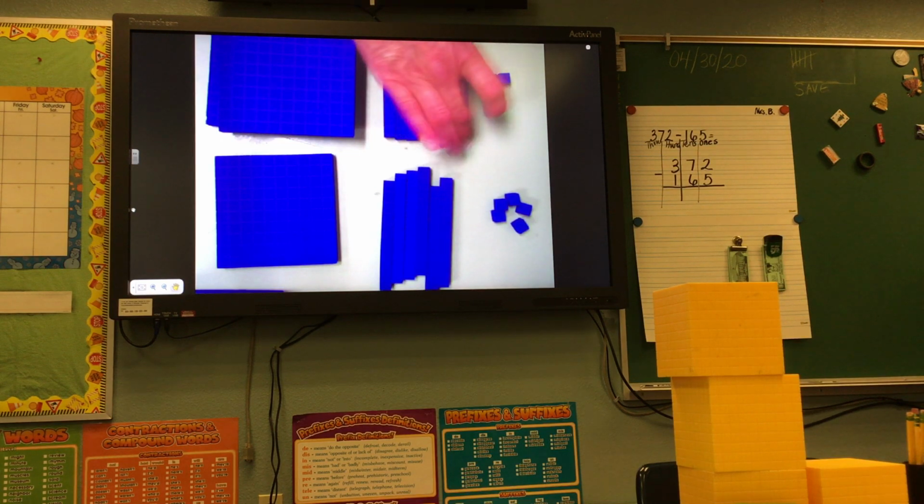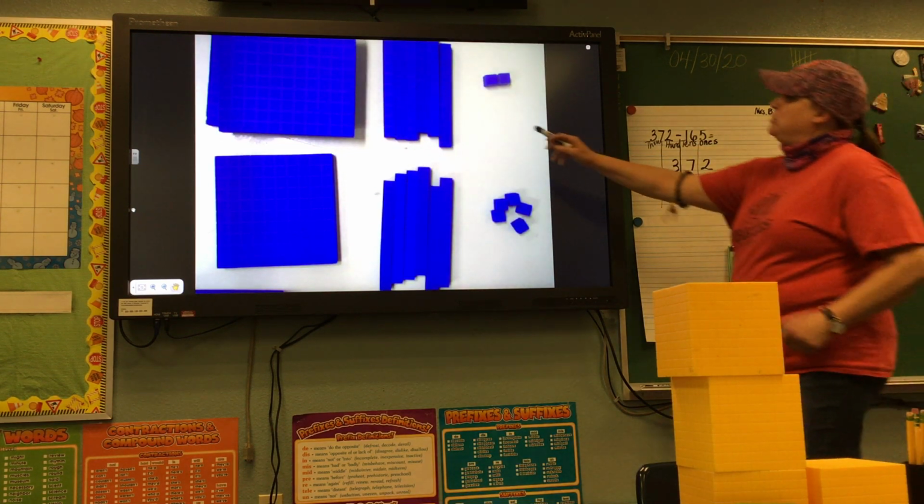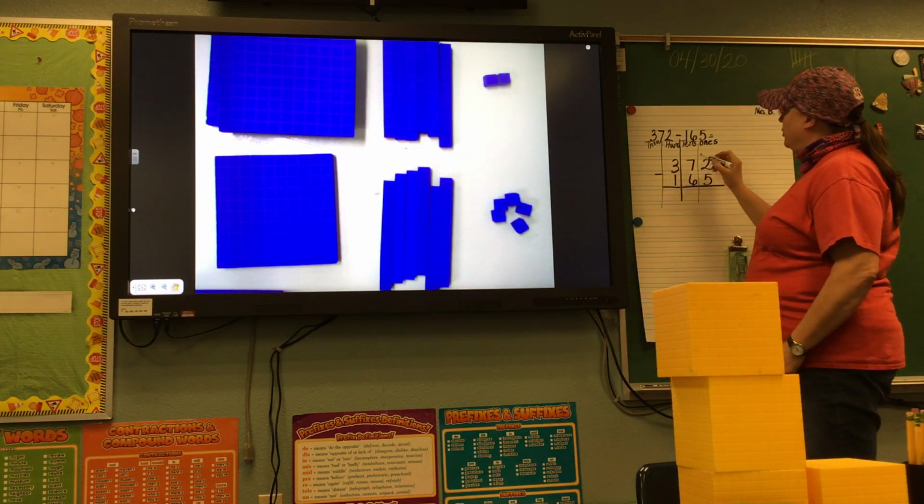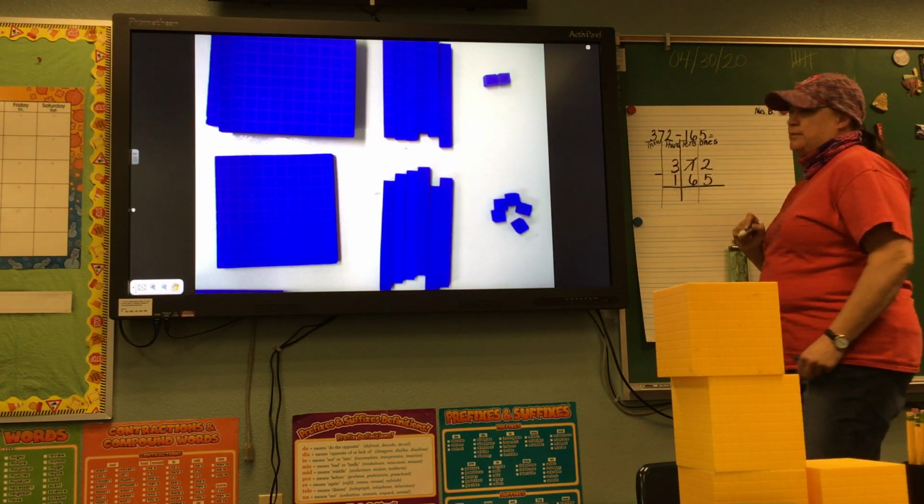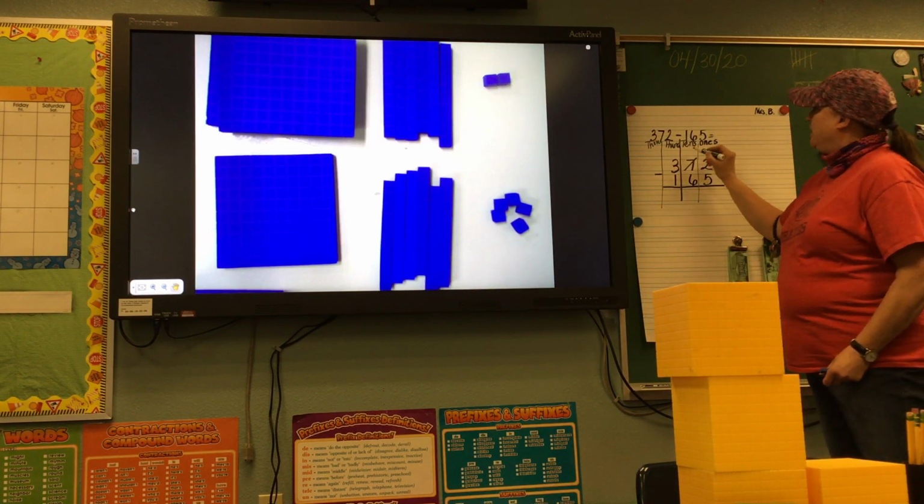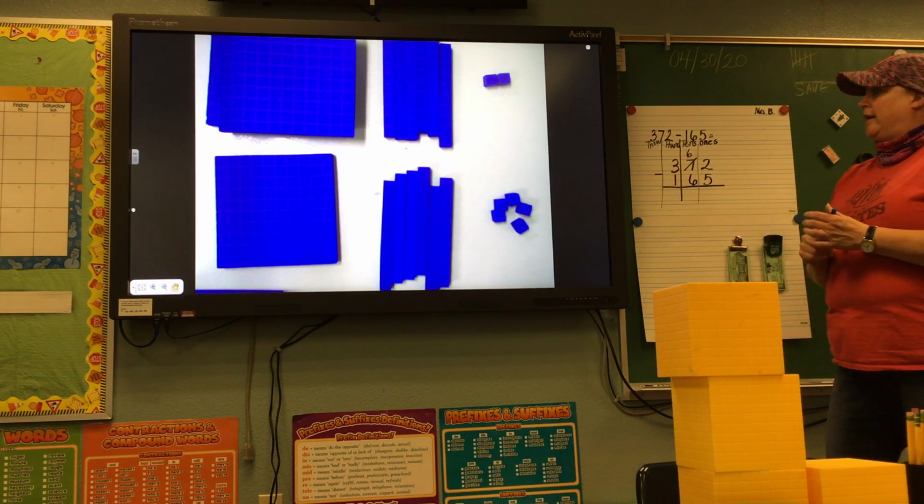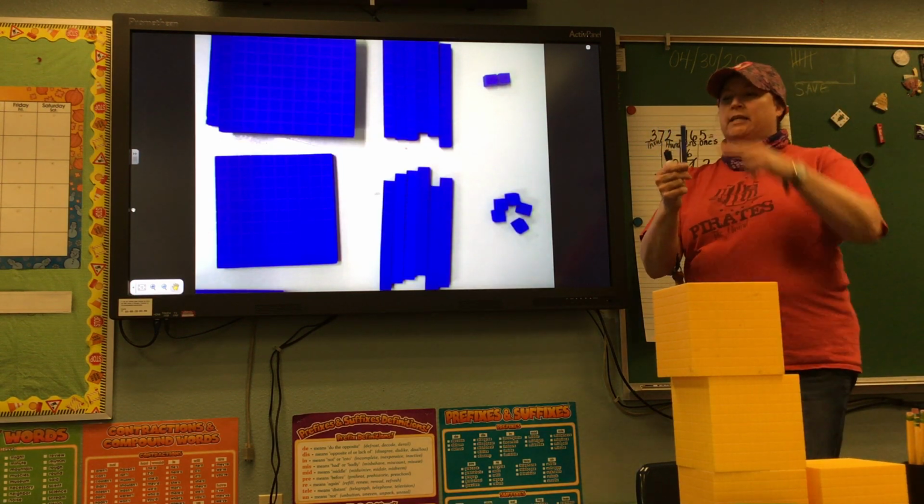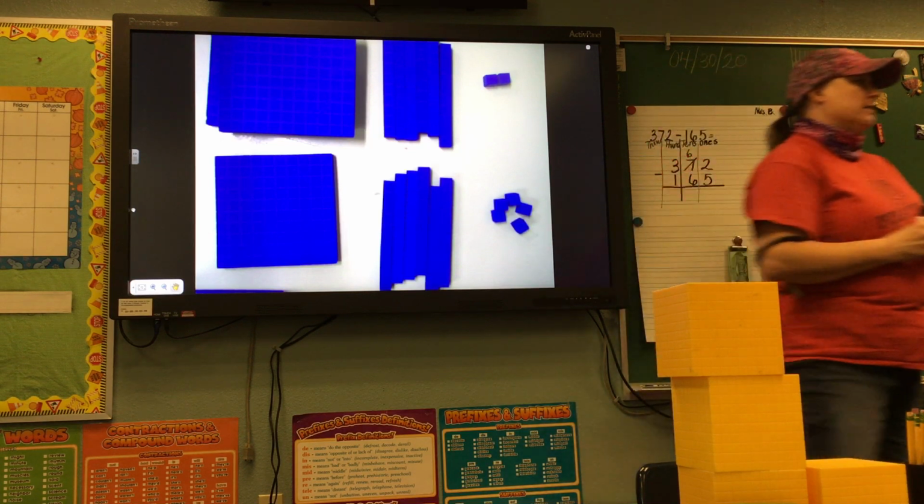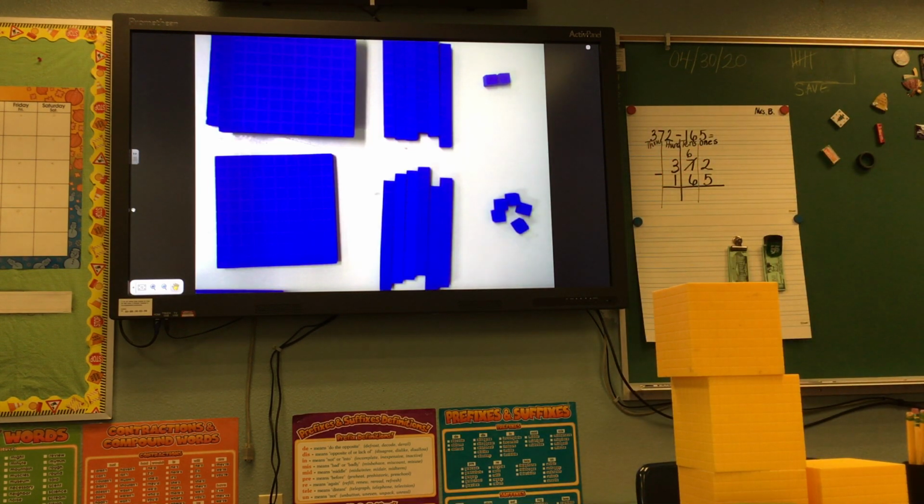I'm going to take the 10 stick out of there, and when I do, now I'm going to go here and show that I looked. I had 7, I'm going to cross that out, and now I only have 6 10s left because I took one. I am regrouping this guy. I'm going to take this 10 stick and I'm going to chop it back up into ones. Let me exchange it over here.